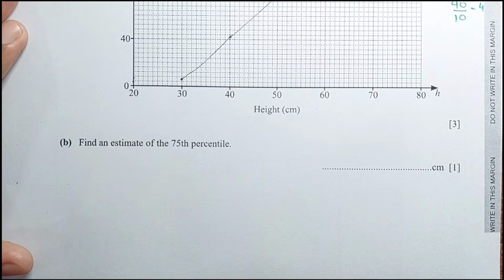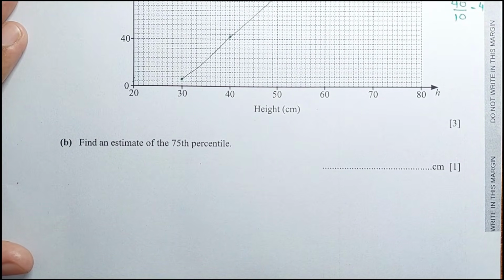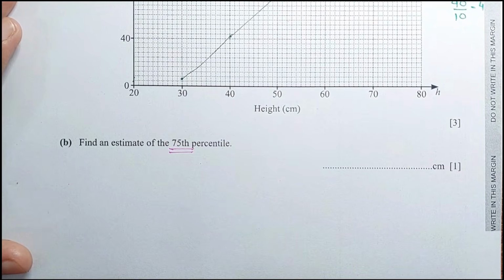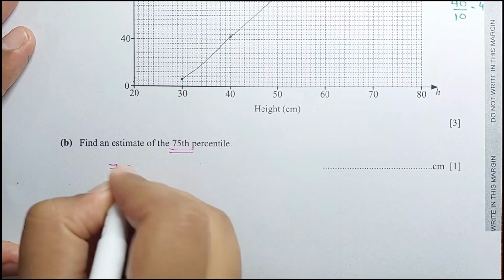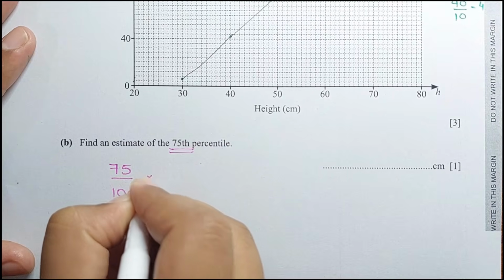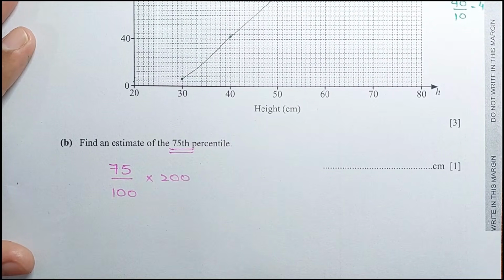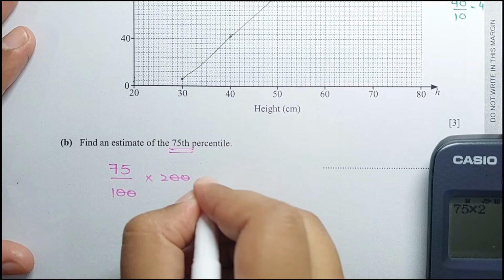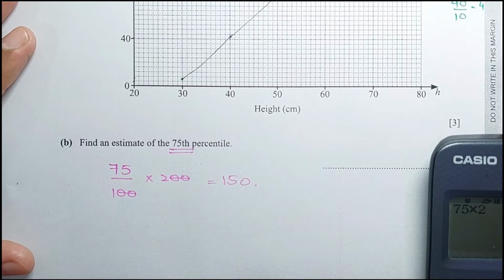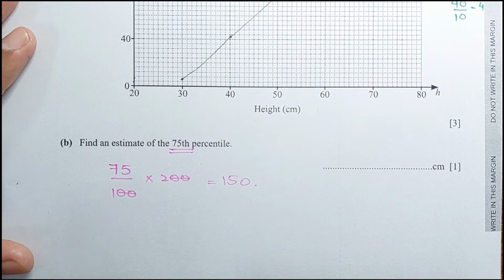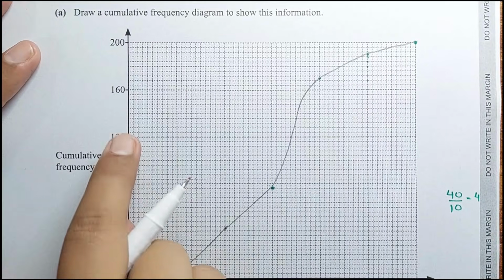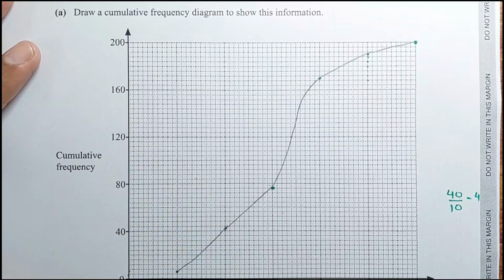Now for part B, find an estimate of the 75th percentile. So that is 75 over 100 multiplied by the total number of plants, which is 200. So the 100s cancel. 75 times 2, the 150th value we need to figure out. Where is 150? Okay, in terms of centimeters, right? 150 is in the middle of 120 and 160.